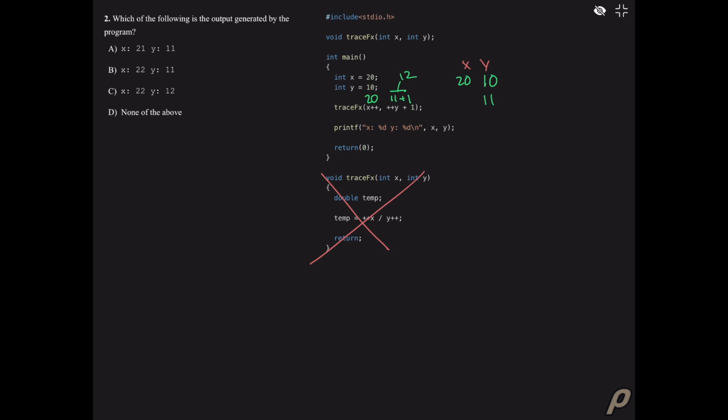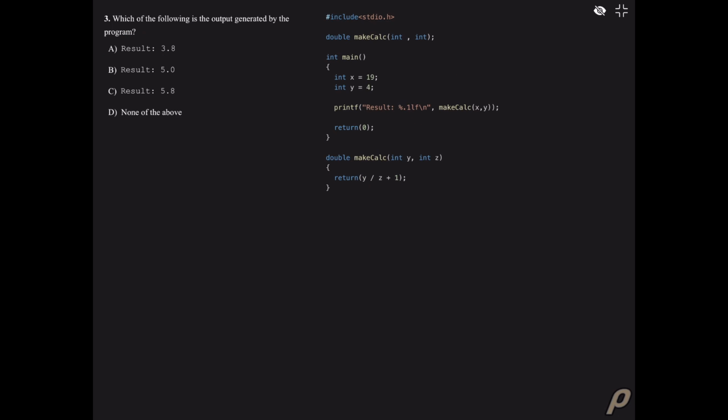So we have to remember that this x gets incremented after the fact. So we have a 21 and an 11. And so the print statement gets executed. We have x, and then we print out a 21 above that, and then we print out an 11 here. And if you notice that here, we have x 21 and y 11 in answer A. All right, moving on to the next question.